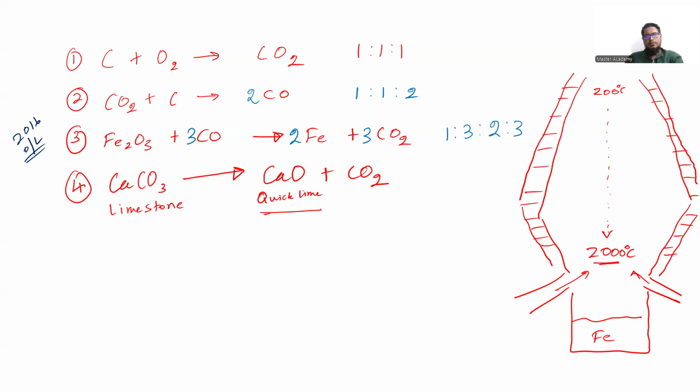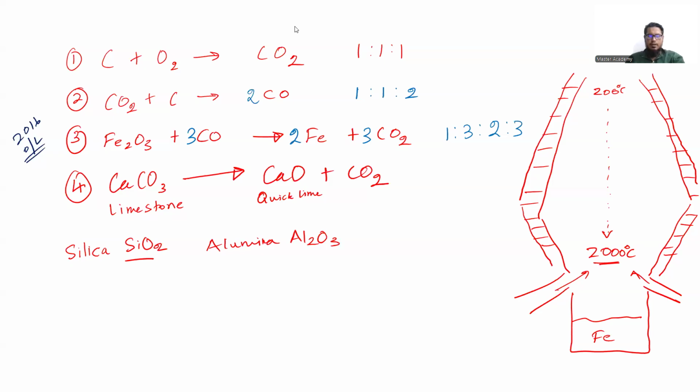Remember, this quicklime is like a police. He will capture the impurities. There are 2 impurities when putting in the hematite, the iron ore. One is silica, SiO2, silicon dioxide, and alumina, Al2O3. It's an amphoteric oxide. We have studied much about it in the first term itself.